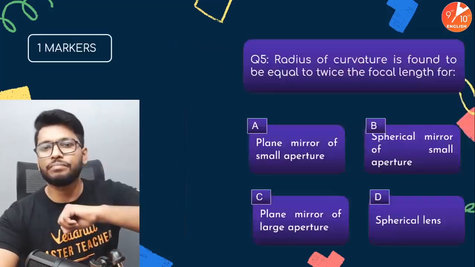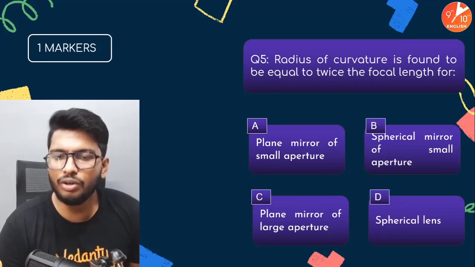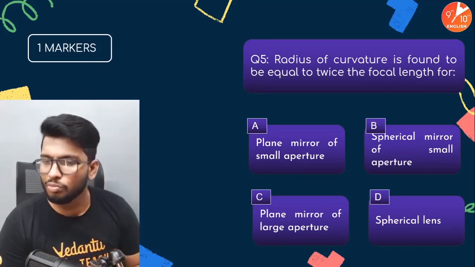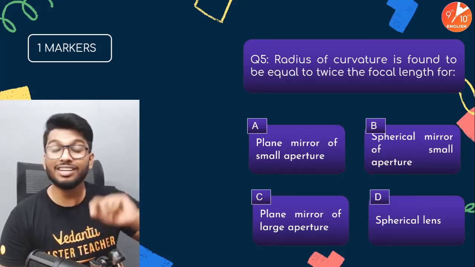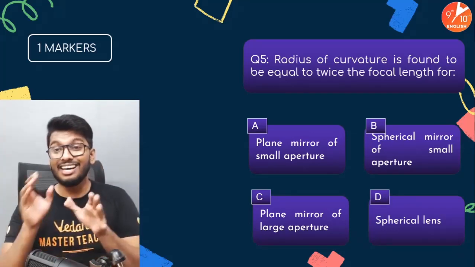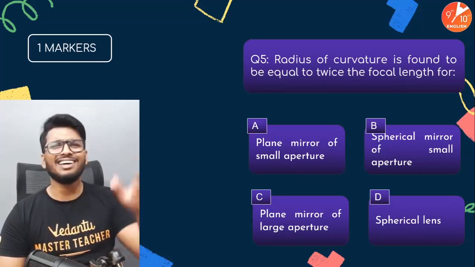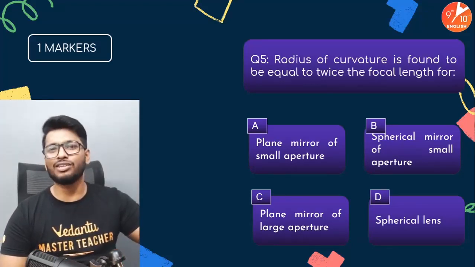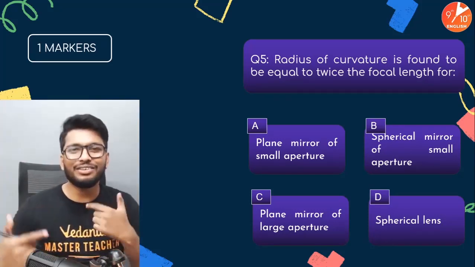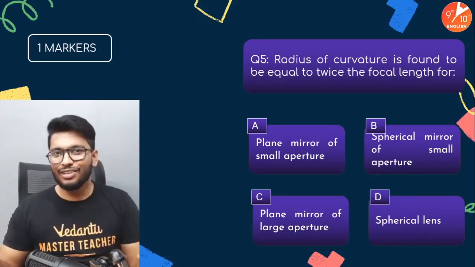All right. Now, people, let's do this question and then we'll come back to the topic. Here's the question. Radius of curvature is found to be equal to twice the focal length for which? Plane mirrors of small aperture, spherical mirrors of small aperture, plane mirrors of large aperture, or spherical lenses. For which of these is the radius of curvature equal to twice the focal length? Super easy question. I know you have already put down the answer in the chat box, but still I'll give you 5 seconds to think, to go back to the answer that you gave, and if you want to change the answer, you still have that option.